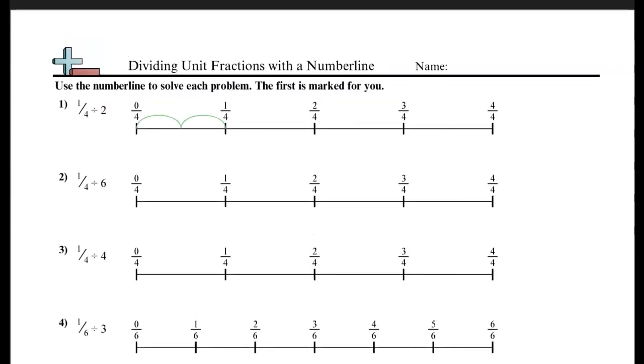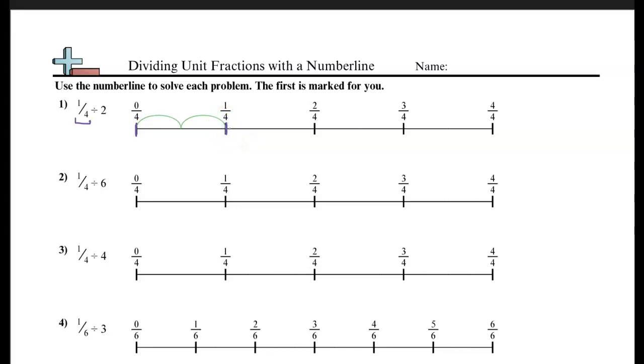All right. Back to our number line. This time we have a fraction divided by a whole number. We're going to show you how that looks on a number line. First thing we'll do is represent our fraction 1/4 on a number line. So we have 0 all the way up to 1/4.